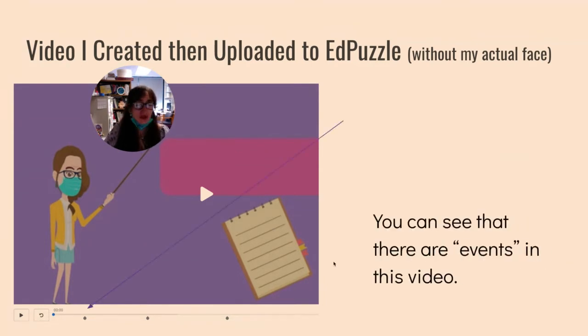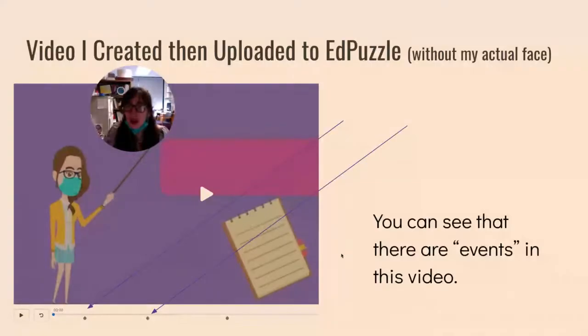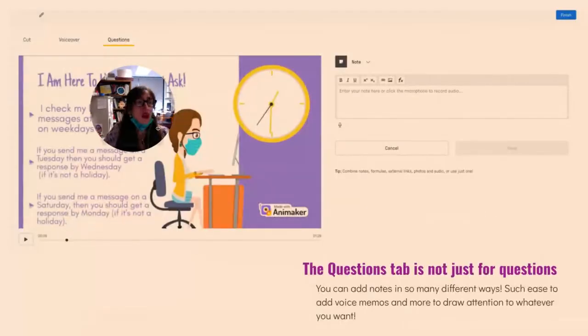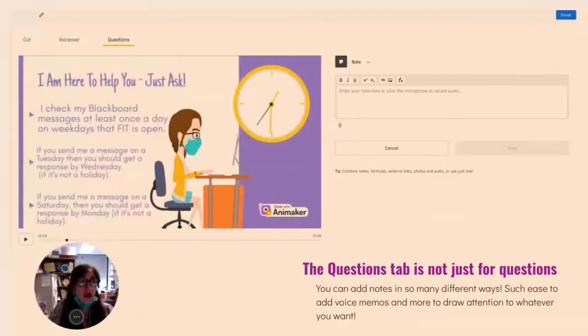And you can see there are events in this video. They're the little teardrops on the bottom. And from the editing side, you have lots of options once you upload a video. And again, this is your own video, and I'll show you if you're not using your own video. Once you upload, you have an option what you want to do.